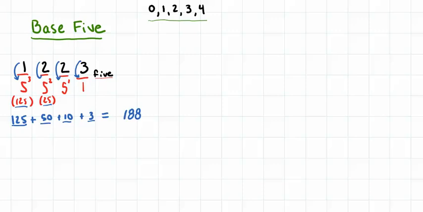So the number 1223 base 5 is the same as the number 188 in base 10. By the way, you don't have to write the base when you're in base 10. It's assumed to be base 10. But I'll go ahead and make a note of it there.